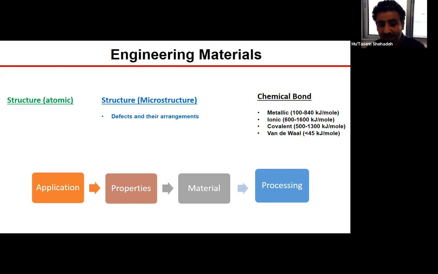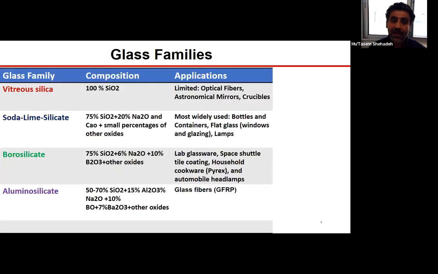So the processing will affect the structure, the structure will affect the properties, and thus it will affect the application. So you have to make sure that all of these aspects are well understood and determined prior to the choice or to the selection of any engineering material, including, of course, glass.